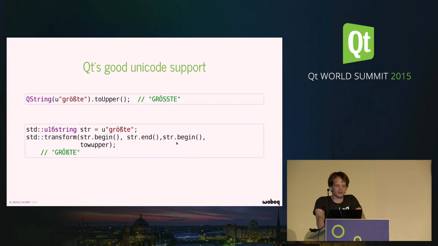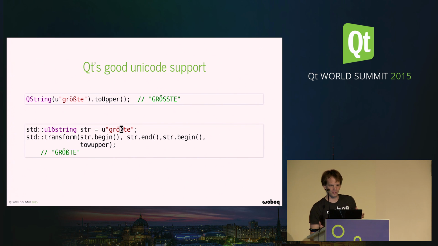Something I want to say is that Qt has really good Unicode support. For example, if you want to put a string in uppercase, you might know that in German, this symbol, when you put it in uppercase, becomes two uppercase S's. So that's how the language works. But the way to do it using the standard library would be to use std::transform, which operates character by character. So there is no way you can transform one character to two characters with this API.